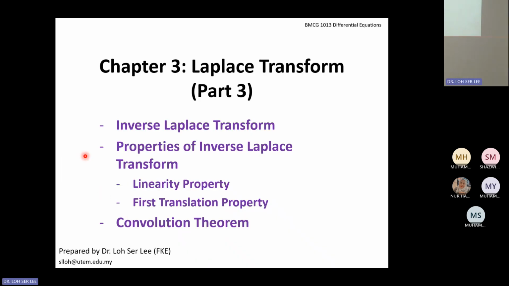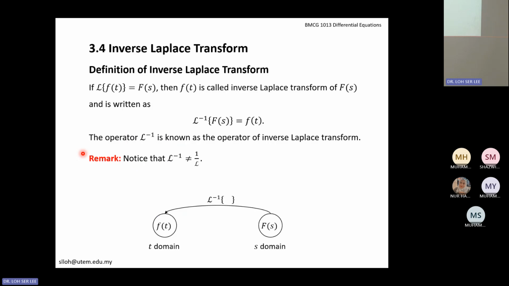So far we have done the Laplace transform, and now we will start with the inverse Laplace transform. Inverse Laplace transform means that you change the s domain back into the t domain. For the inverse notation, we write L and then superscript -1. This -1 does not mean 1 over. It refers to the inverse, not 1 over.